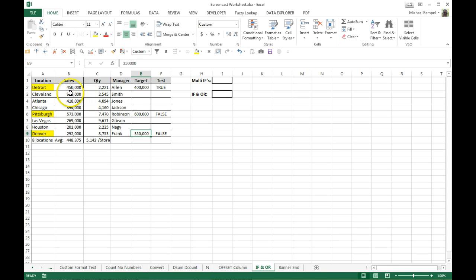So basically what I'm saying is, if this sales beat that target, or did these sales beat this target, or did these sales beat that target? Now just with a quick test here, you can see that Detroit's is a true because 450 is over the 400,000, but Pittsburgh and Denver both were false. So in this case, one of them met their target, so I would get a yes using my multiple embedded if statements or my if and or functions. So let's do it with the multiple embedded if statements.